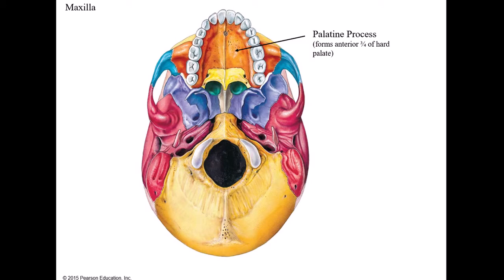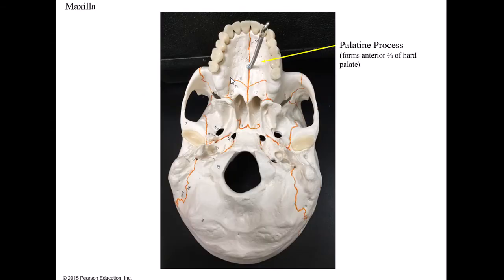Now, forming the front 3/4 of the hard palate is the palatine process of the maxilla. So here's our front two teeth. If you were to just take your front teeth and run your tongue backwards, you would feel the roof of your mouth. The front 3/4 are the palatine process. We'll do this separate bone here. This is called the palatine bone. Right, here's your palatine process.